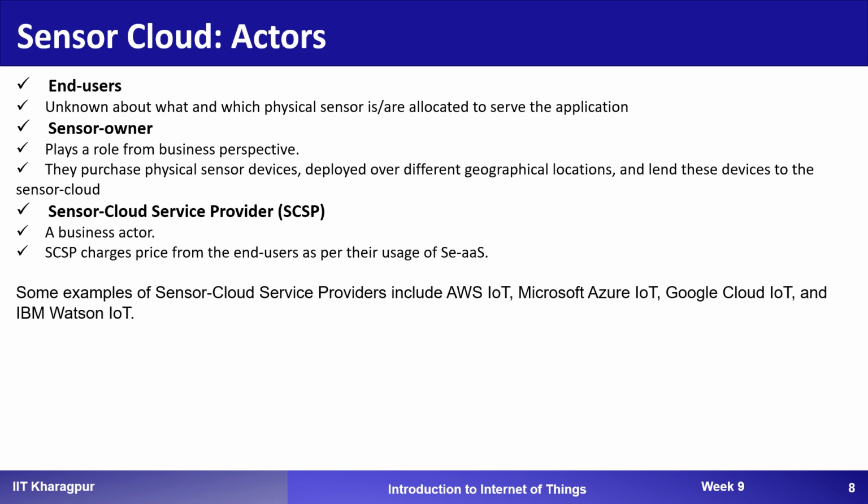Now the examples of sensor cloud service providers. For example, among cloud service providers there are AWS and Microsoft Azure. Similar to that, there are some sensor cloud service providers, for example AWS IoT, Microsoft Azure IoT, Google Cloud IoT, IBM Watson IoT. So these are some examples of sensor cloud service providers.